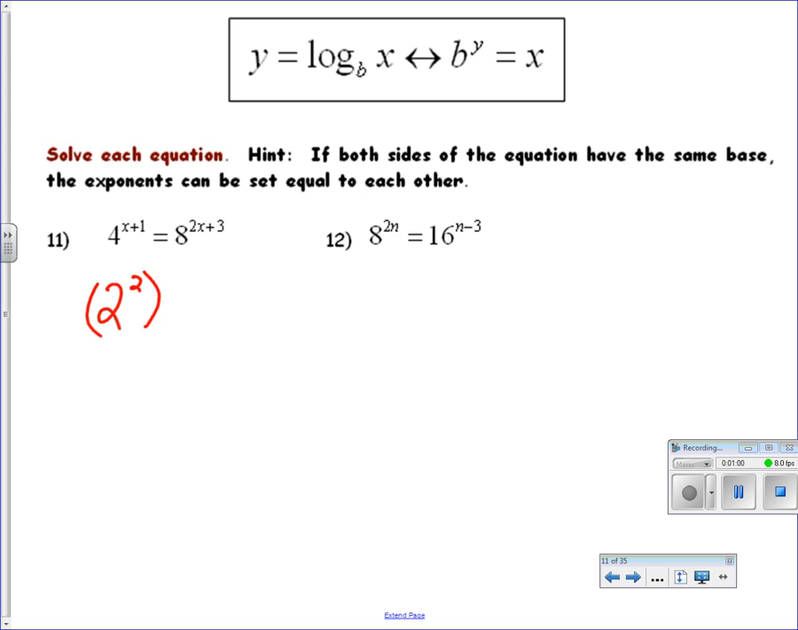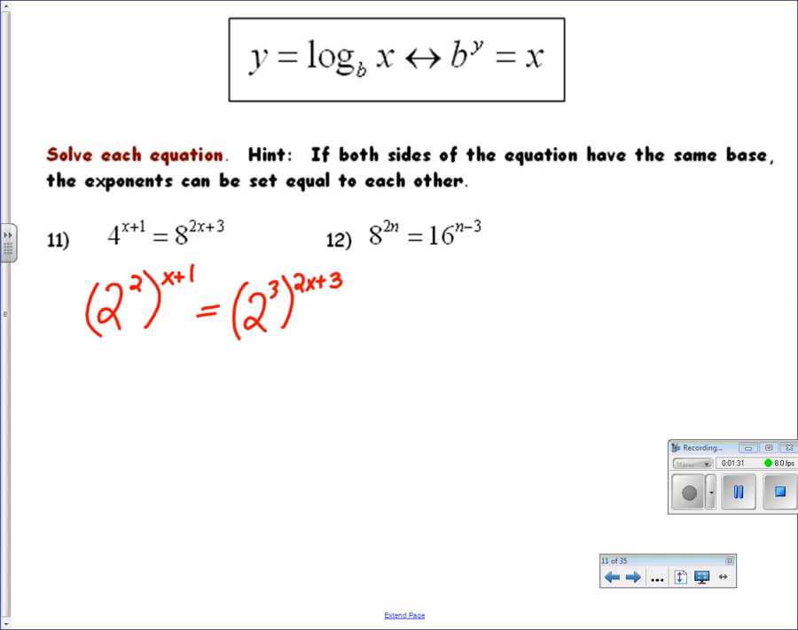Okay, and then I'm going to put the exponent outside. So it looks like that. So I have a 2 squared, that's really representing the 4. And then the exponent is outside, which is the x plus 1. And then to do the other part, let's think about 8. So 8 is really 2 to what power? Cubed, so to the 3. And then again, the other exponent is outside looking in here, so 2x plus 3.